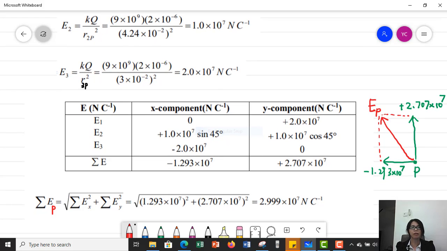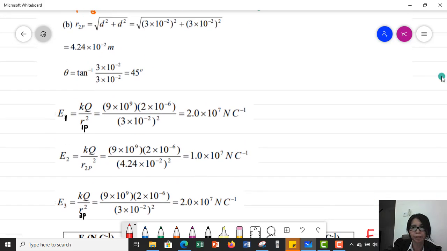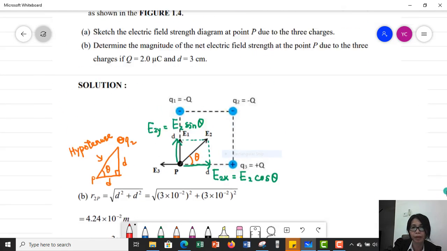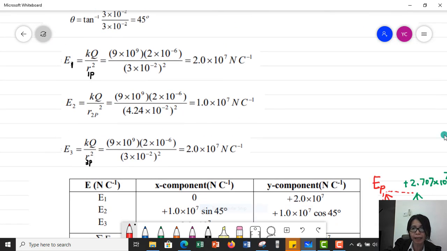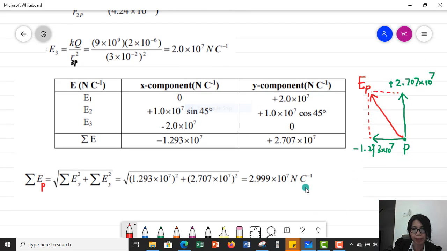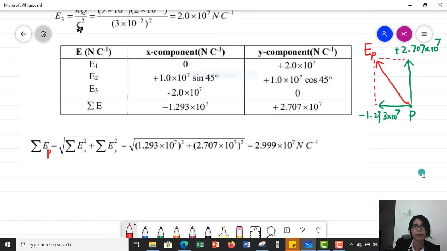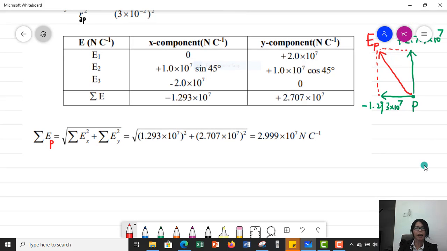Okay, so since the question just asks us to determine the magnitude, the answer is this one. So this one will be our answer. But since E is a vector quantity, maybe we want to know its direction as well. What is the direction of our net electric field at point P? So how do we find the direction?